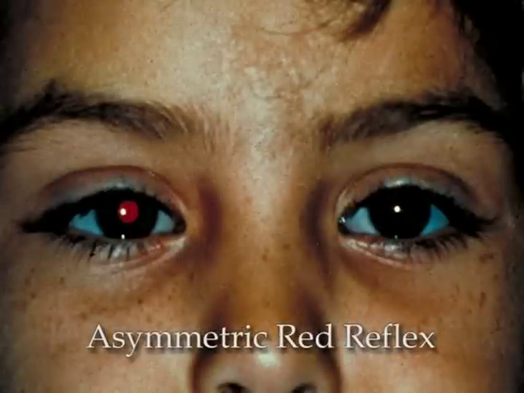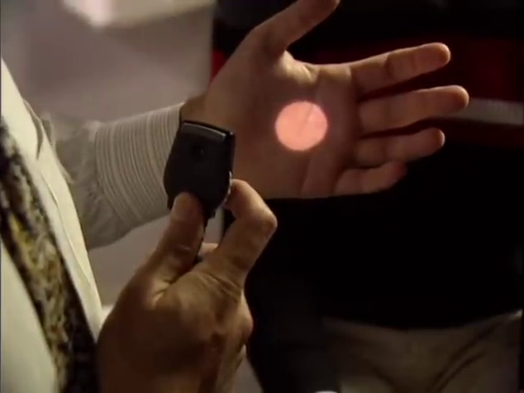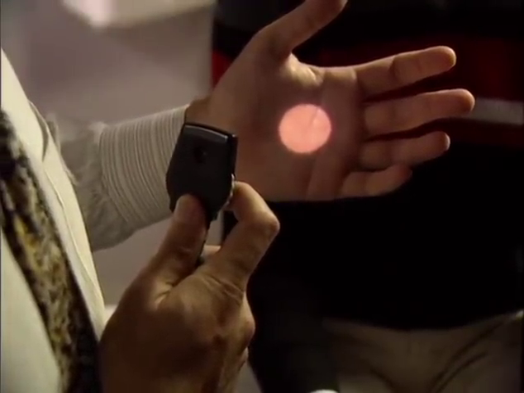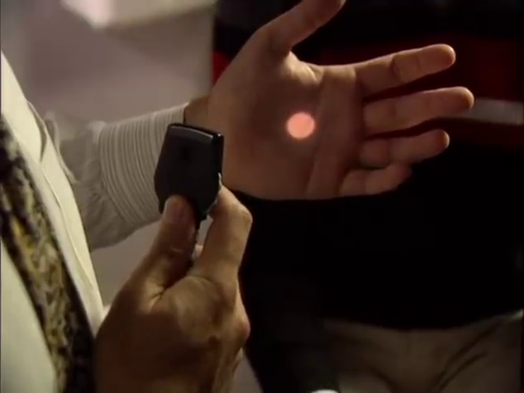In children, differences in size, color, or brightness between the red reflexes, when viewed simultaneously, may be indicative of a condition that causes amblyopia. These patients should be referred to an ophthalmologist for evaluation. When evaluating the retina and optic nerve, have the aperture open to the largest size if the patient is dilated. Otherwise, use the smallest circular aperture.